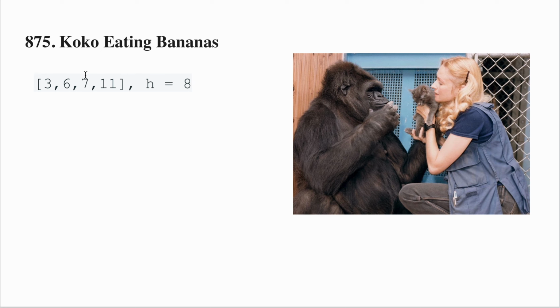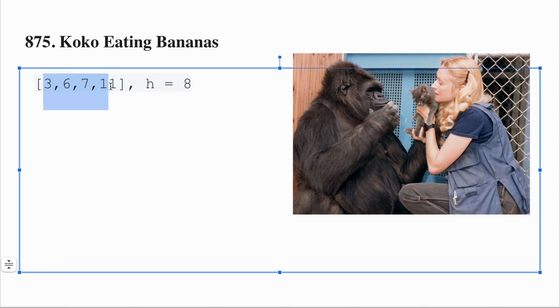In this problem, you are given an array. What is this array? This array indicates piles of bananas. For example, in the first pile, there are 3 bananas. The second pile, there are 6, and so on. So, Koko now has to decide how to eat these bananas, but it cannot decide a random number. It has to decide a number. For example, say it will eat 5 bananas per hour. Okay, it has decided it will eat 5 bananas per hour.